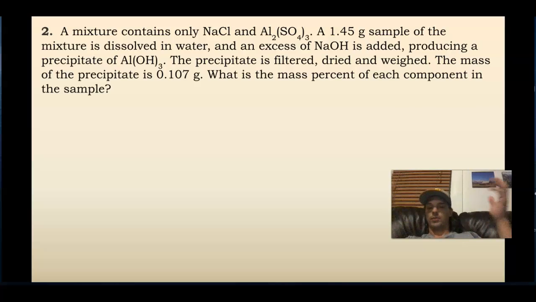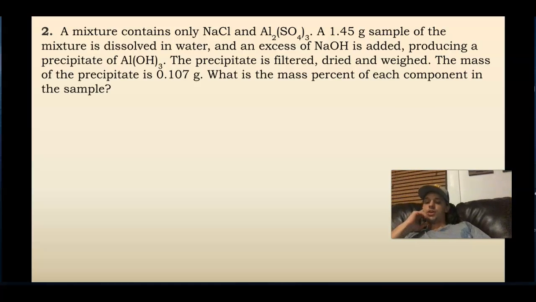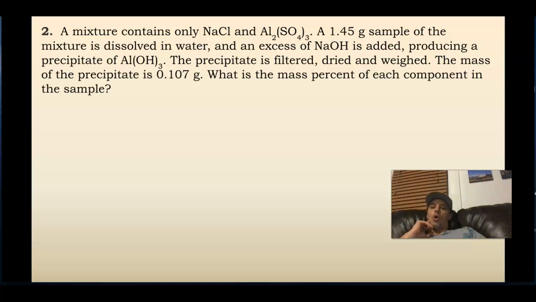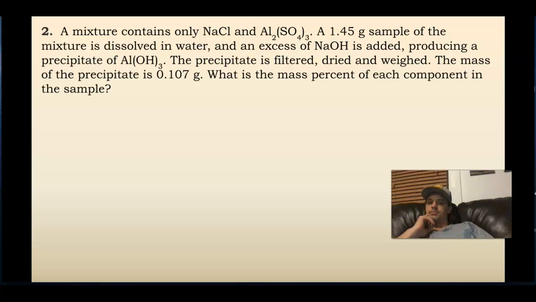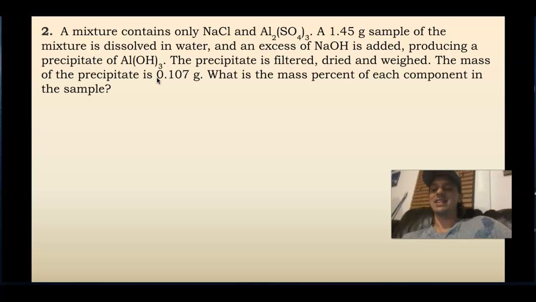So I have a mixture, in a jar, anywhere. It contains sodium chloride and aluminum sulfate. A 1.45 gram sample of my mixture is dissolved in water. To create a precipitate, I add sodium hydroxide. What does this produce? Aluminum hydroxide. The precipitate, the solid, is filtered, dried, and weighed. The mass of the precipitate is 0.107. What is the mass percent of each component in the sample?